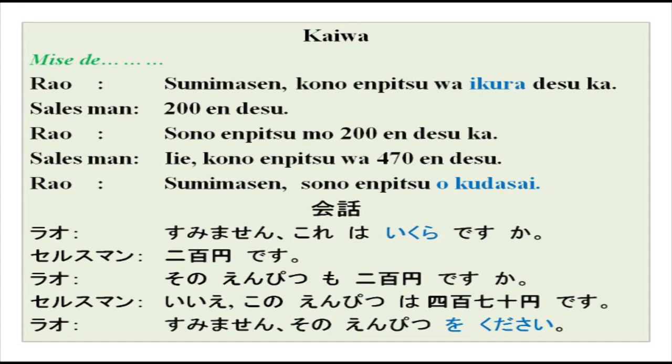So, well, he wants to buy pencils and he is asking whether this one is for 200 and that one is for 200 or not, and the shopkeeper says, no, it is not for 200, it is for 470 yen. What you need to notice over here, which is more important, is the difference between wa and mo.